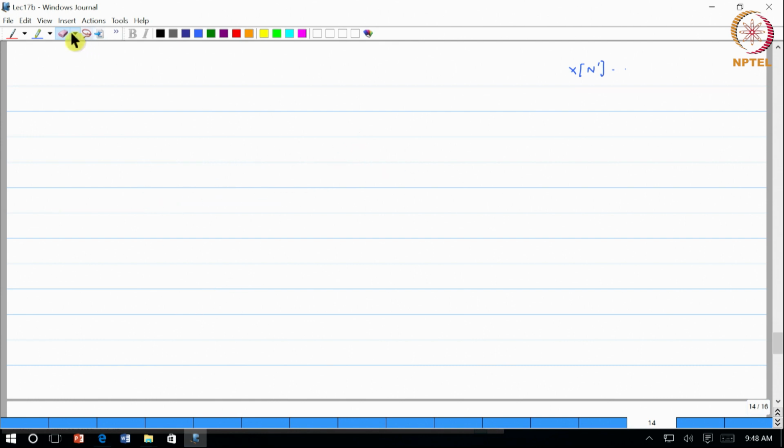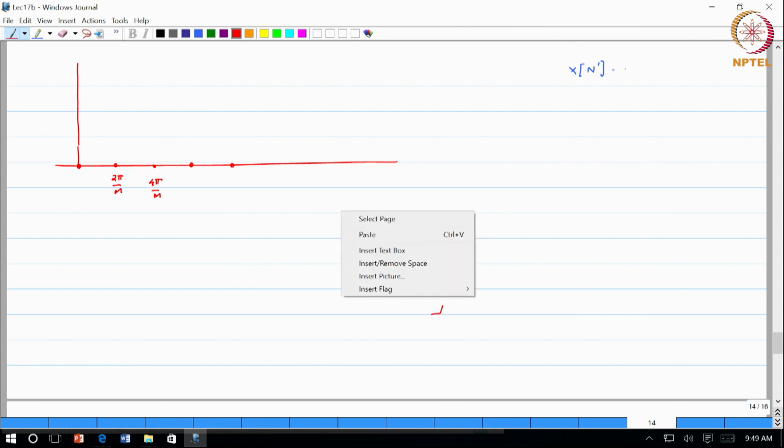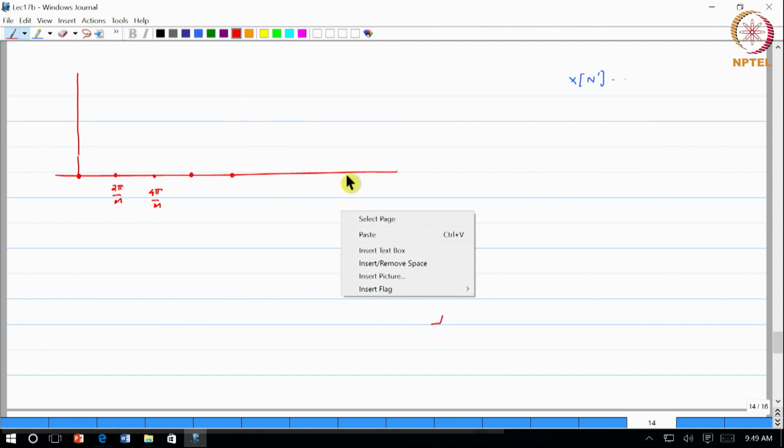Now, what would be the DFT interpretation in the following setup? My DFT centers or the frequency points are 2 pi over m, 4 pi over m, 6 pi over m. Let me just take the case where it is an 8 point DFT. So, I basically have 8 points between 0 and 2 pi. The last one is 14 pi over 8.